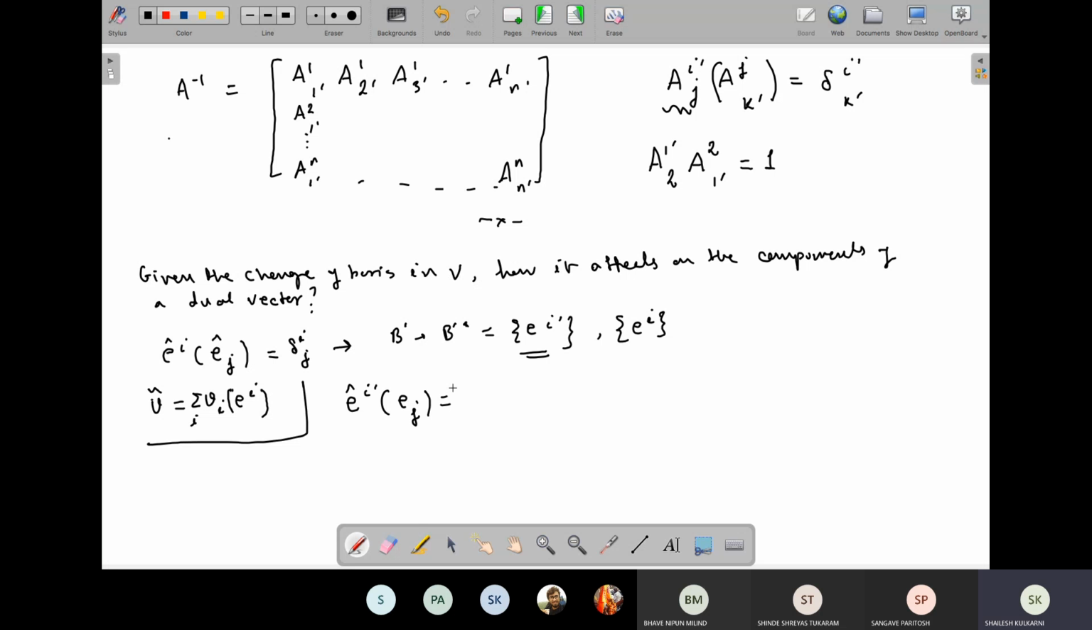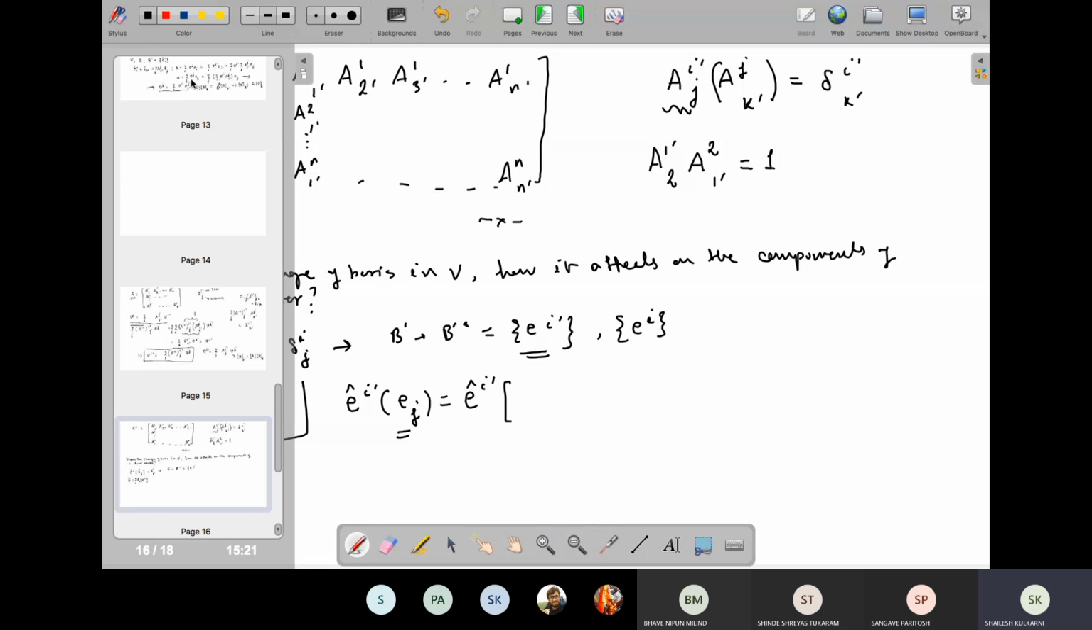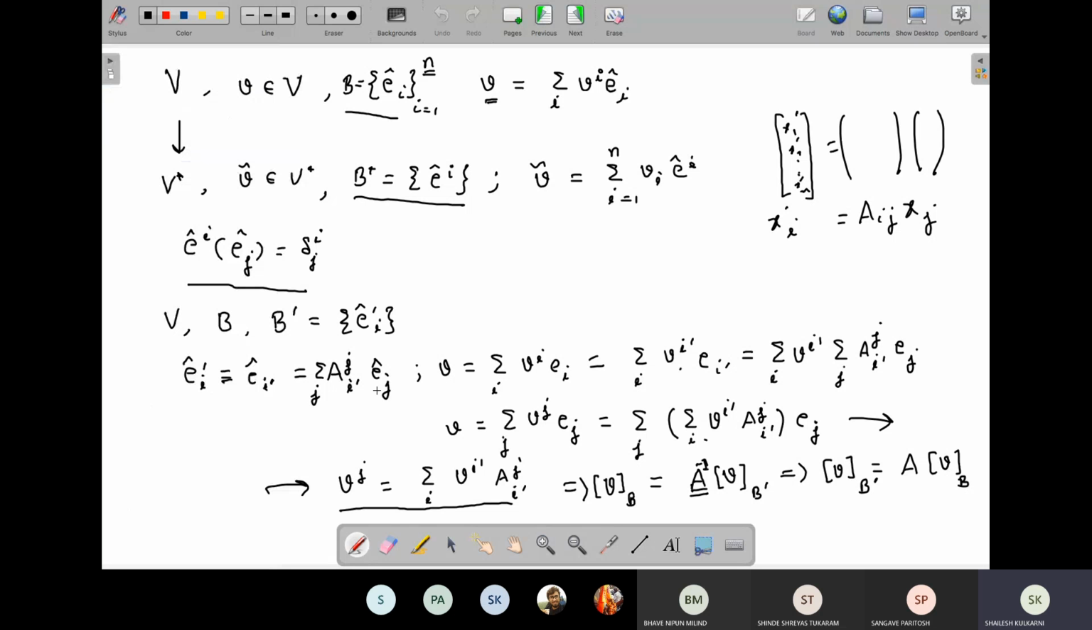This is equal to E I prime acting on E j. Now tell me, how should I write E j in terms of the primed basis? This will be achieved by using these transformations. So you go back here. If this is my change of basis, then what will be E J? E J will be A J I prime E I prime, right?